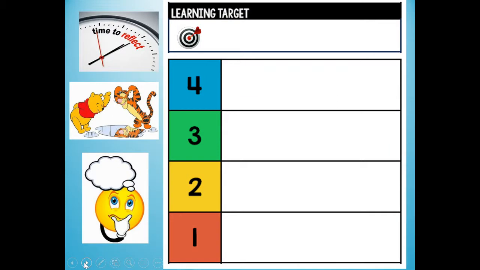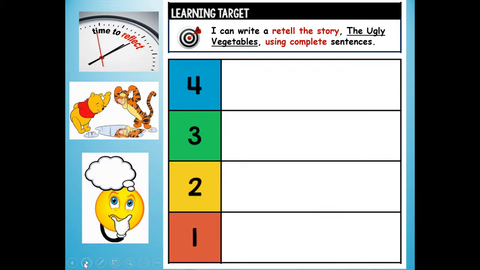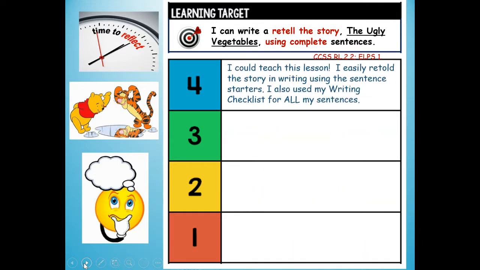And at the top of your retell, I want you to reflect on your learning target. What was our learning target? I can write a retell of the story, The Ugly Vegetables, using complete sentences. How do you think you did? Would you give yourself a 4? I could teach this lesson. I easily retold the story in writing using the sentence starters. I also used my writing checklist for all my sentences.